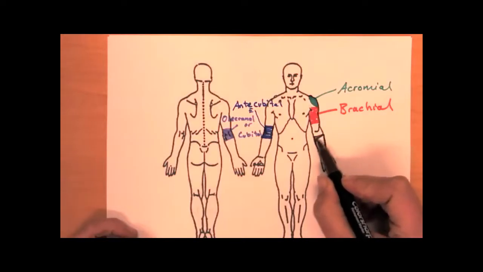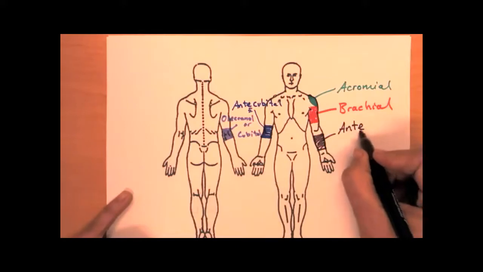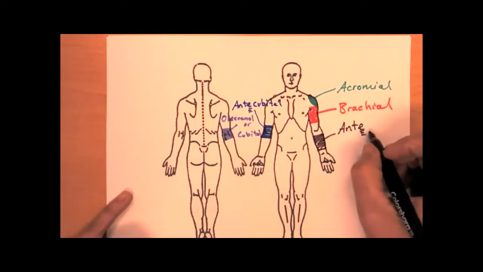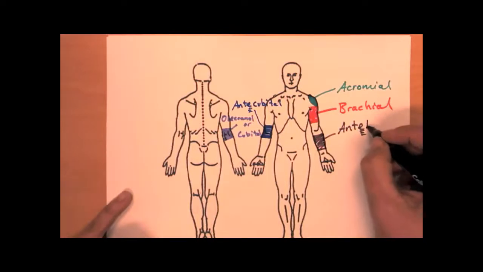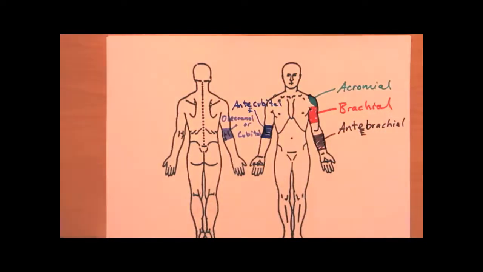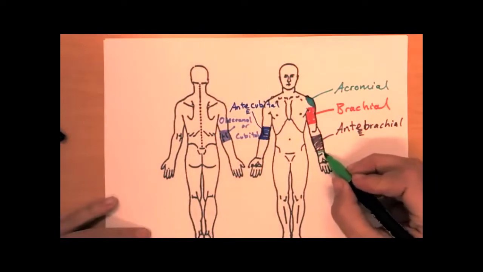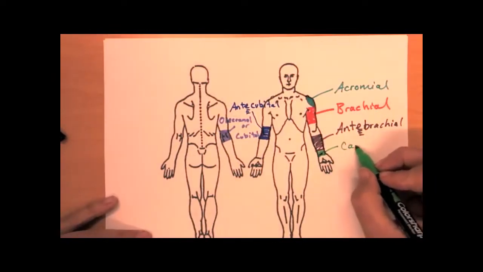The forearm, ante with an E, not I. It's not anti, it's not against the upper arm, it's antebrachial. And the wrist is named for the very special 8 bones of your wrist. This is called carpal.